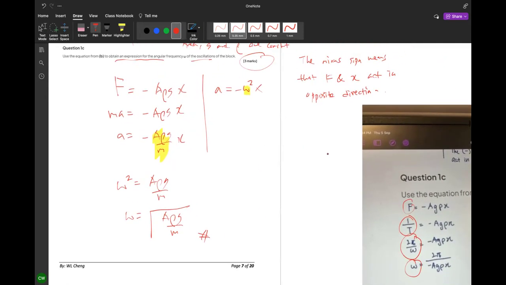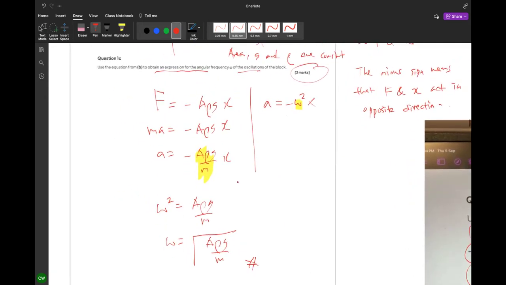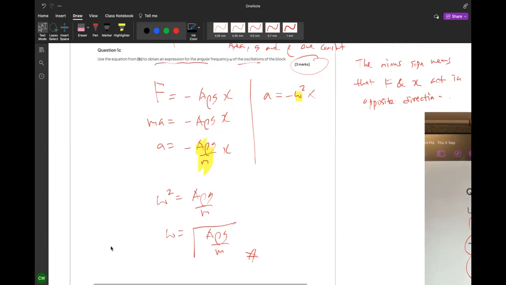Okay, do you get the idea? This is how you form the omega. Okay or not, Zing? Okay, you must write out the F. From F, find the answer.